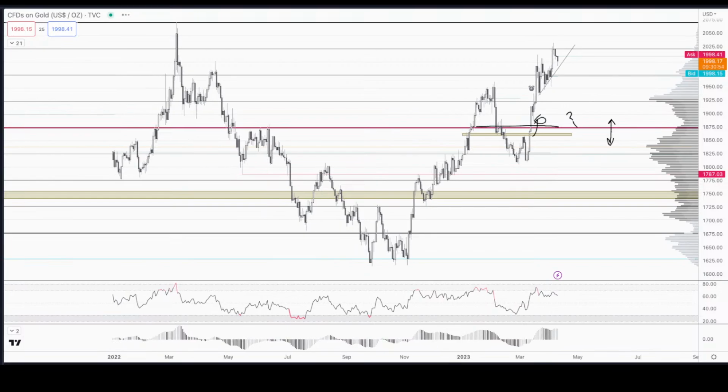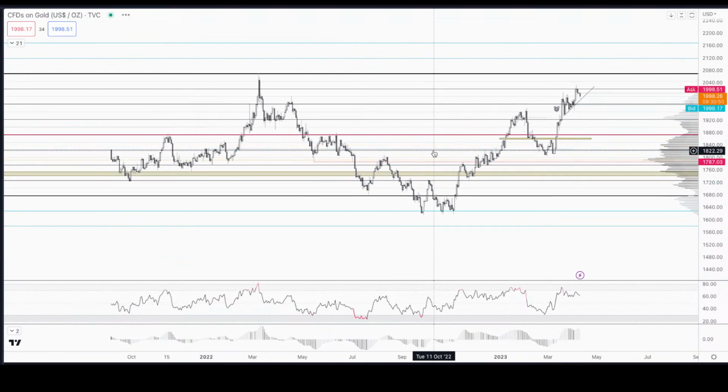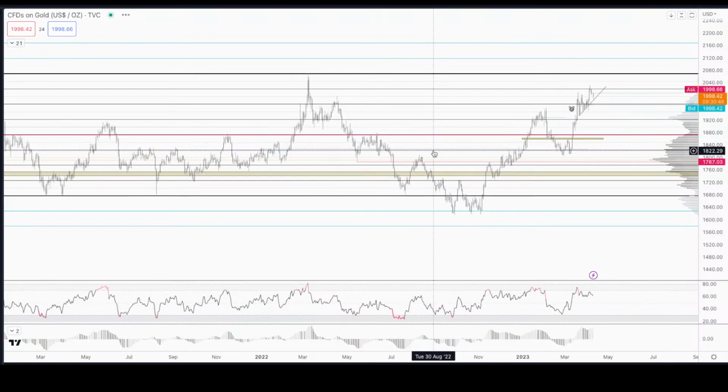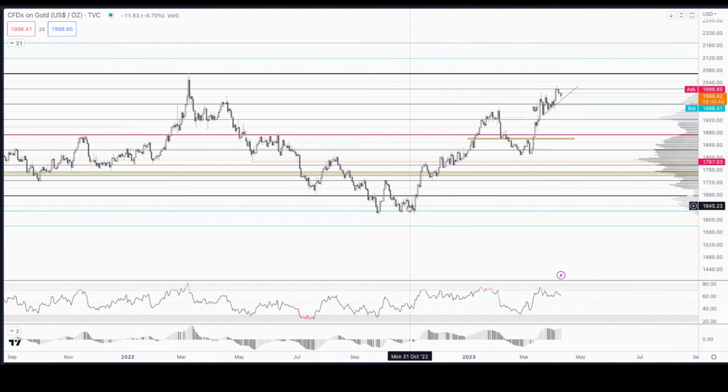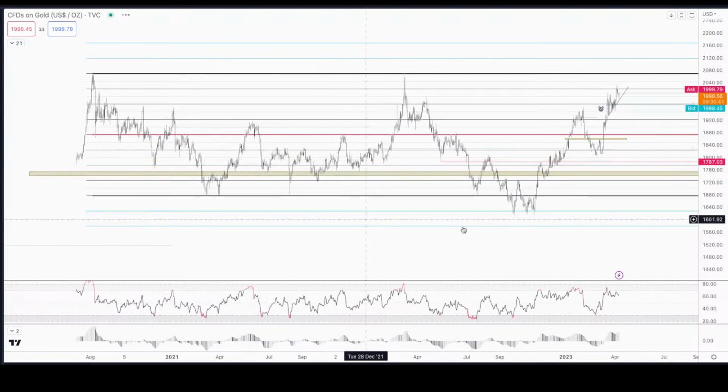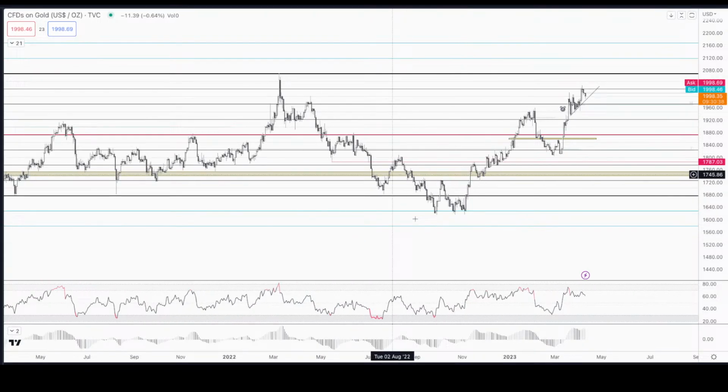Like gold is very strong. I've been talking about gold and silver for a very long time. I've been buying gold here and silver around here. Where's silver? And I was suggesting you guys do the same.